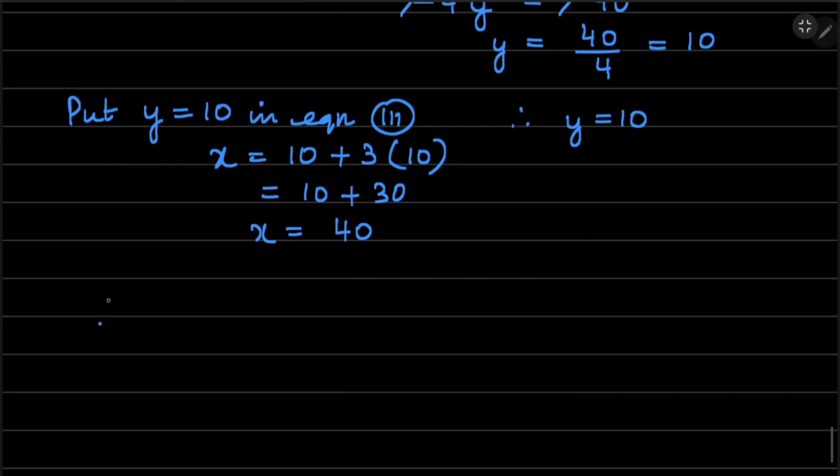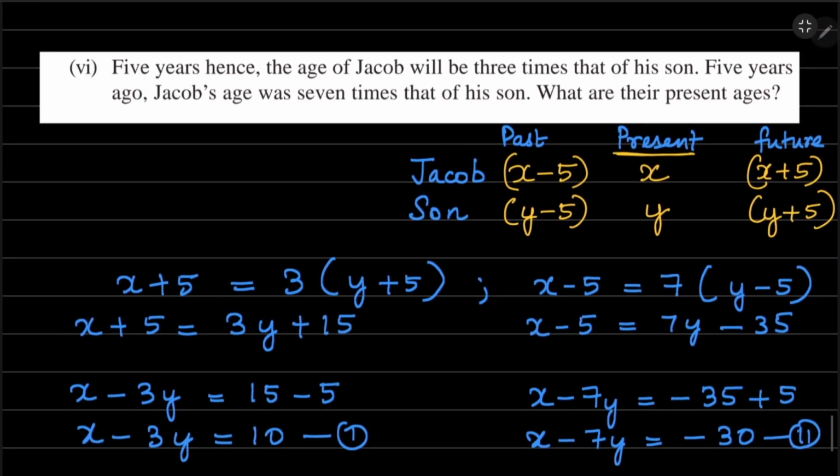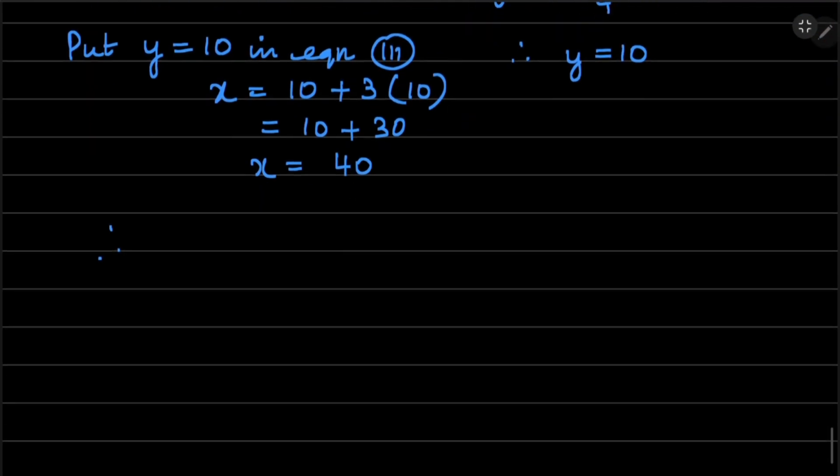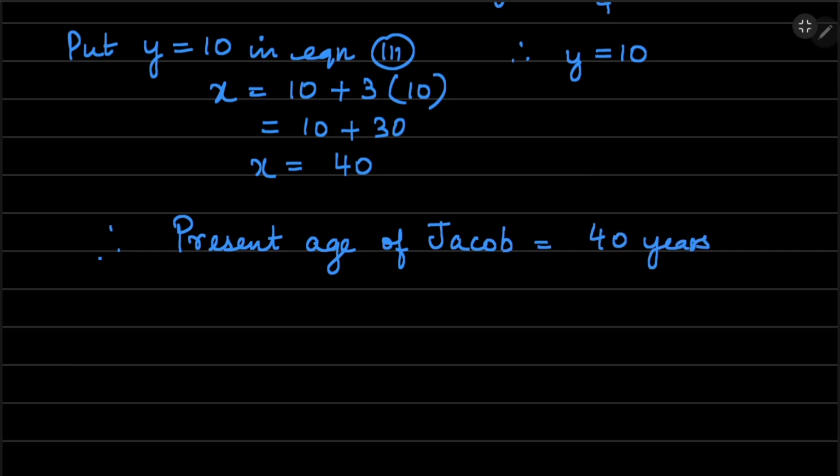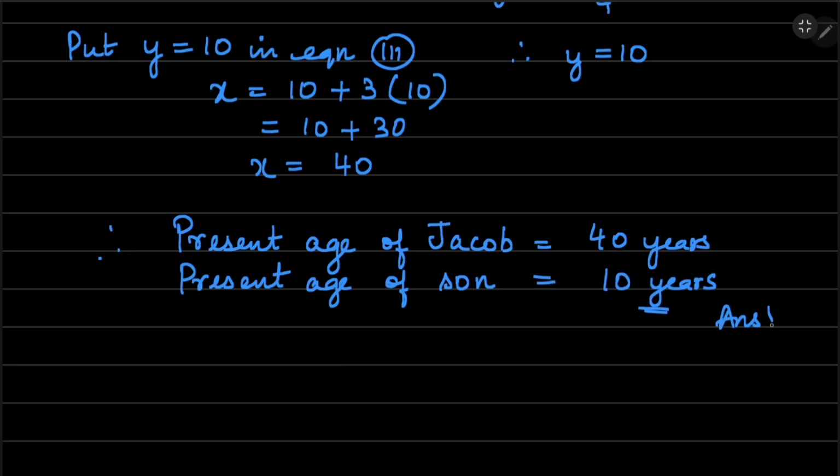So therefore, what is x now? Therefore write down: the present age of Jacob, which is your x, is 40 years. And the present age of his son is nothing but 10 years. This is your final answer.